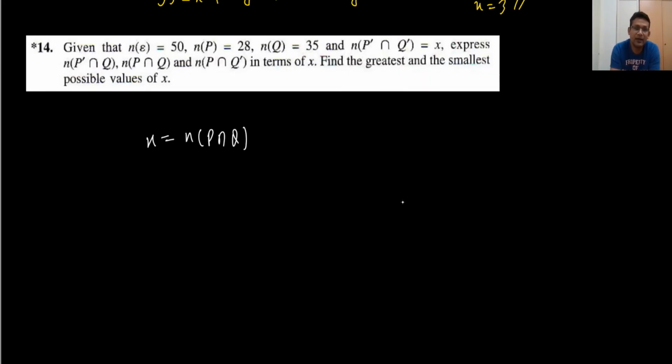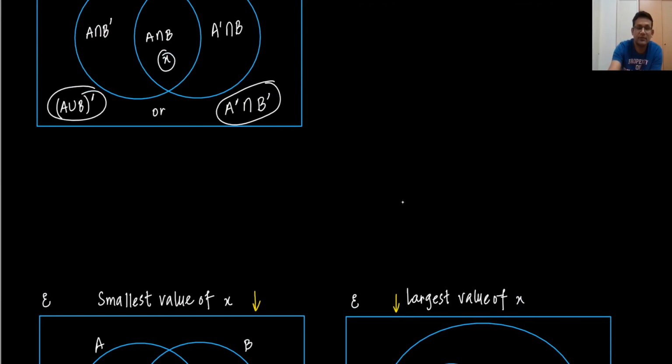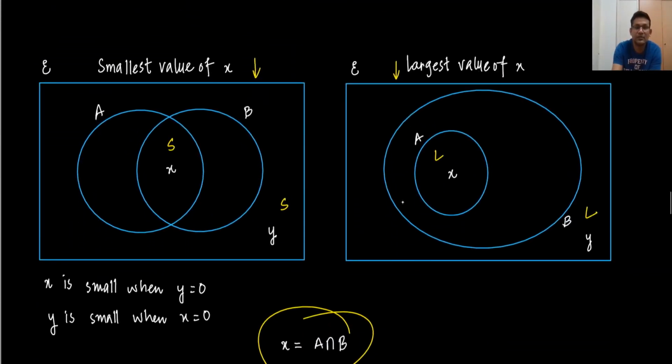This is how we can find the largest value and the smallest value. Like this explanation, and these two diagrams are very important to find the largest value and smallest value in intersection.